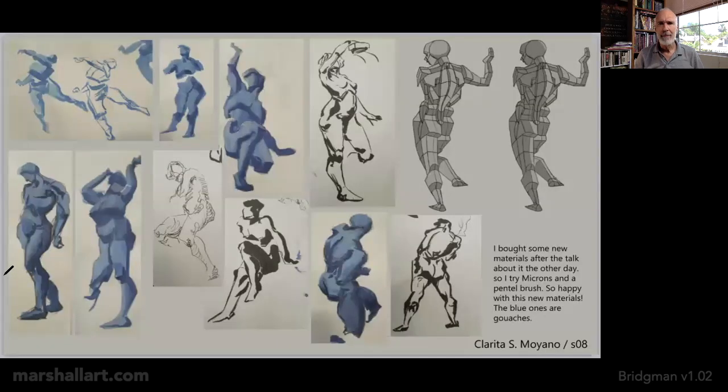Clarita, good work. I bought some new materials after the talk about it the other day, so I tried microns and a Pentel brush. So happy with the new materials. The blue ones are gouaches. This is the way. This is the way. 2 or 3 tones. Yay, yay, yay.